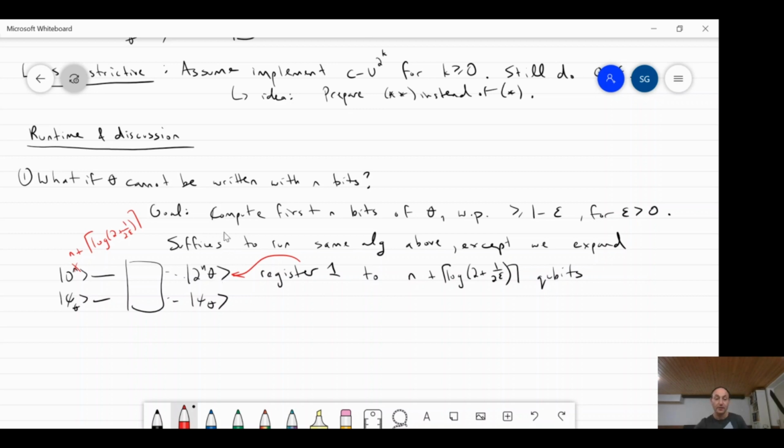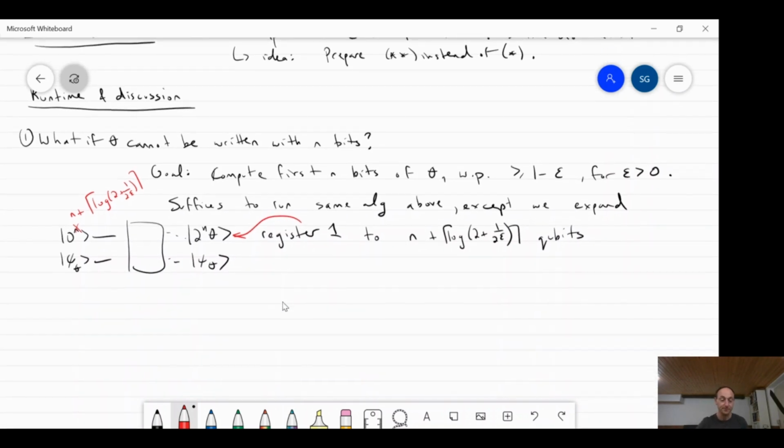Good. So that's good news. And so how about number 2, runtime, size of circuit, right? Because that's how we're thinking about runtime now.